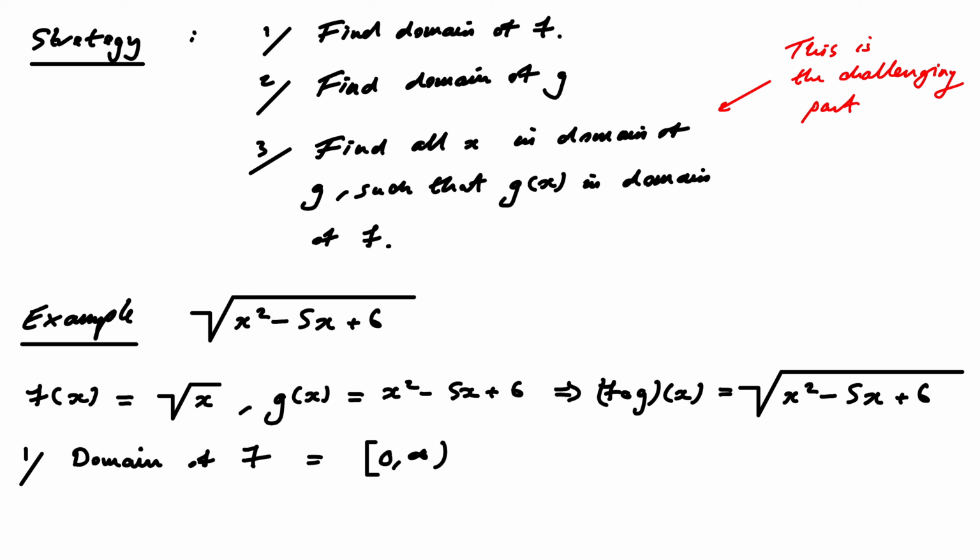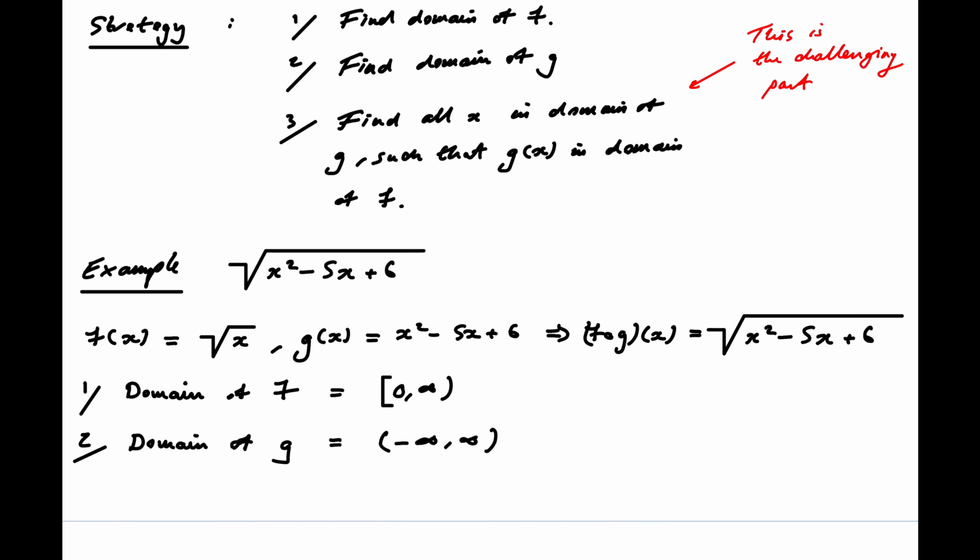Okay. Next. Domain of G. The domain of G is equal to what? The domain of G is equal to, well, it's a polynomial, so it's everything. Nice and simple. So 3, let me kind of keep this zoomed out a bit. What do we need to do for 3?